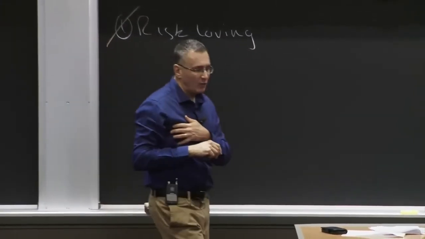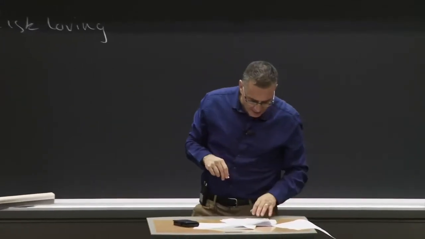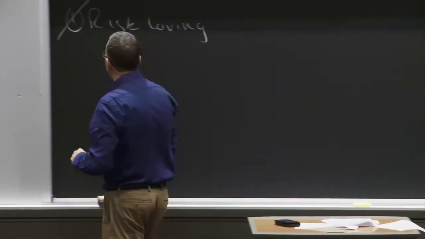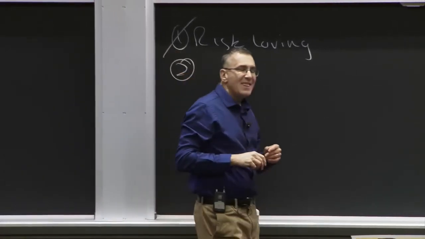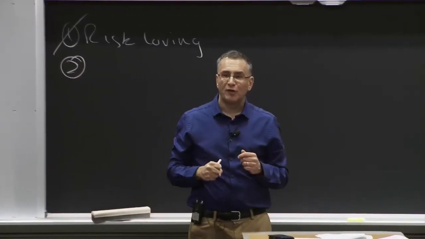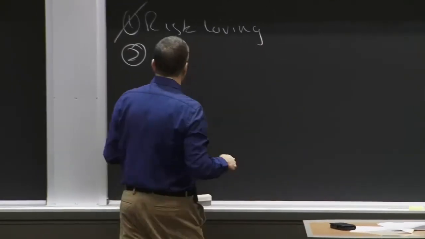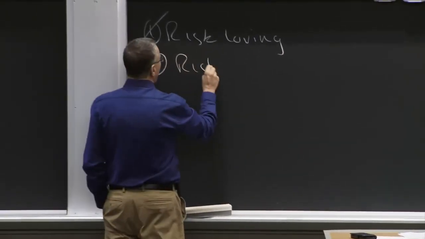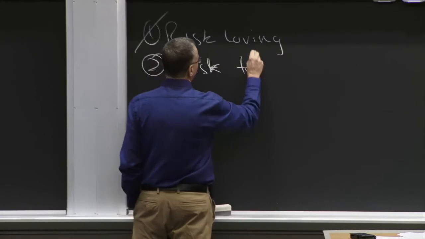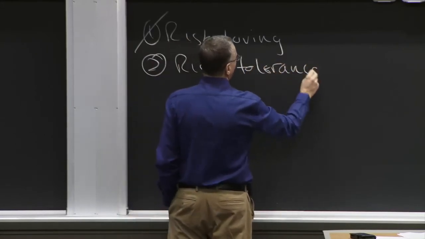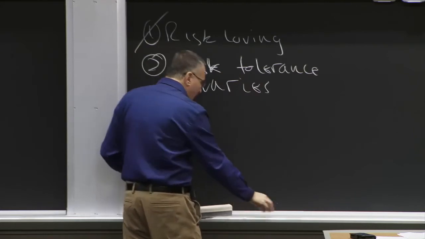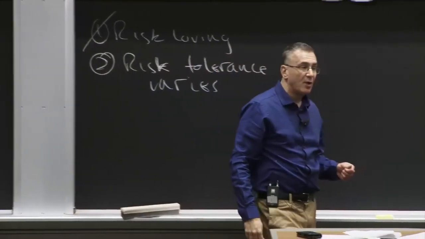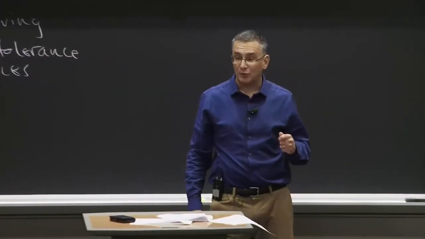That's theory 1. Now the second theory is a somewhat subtler version of this, which is quite interesting: that people are both risk-averse and risk-loving. So risk aversion, or risk tolerance, let's call it, varies. In particular, people are risk-averse over small gambles, but risk-loving over big gambles.